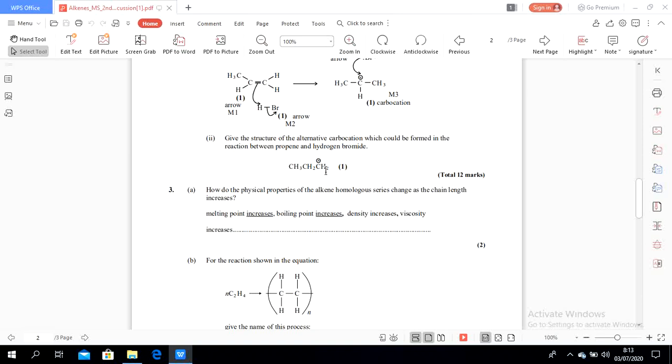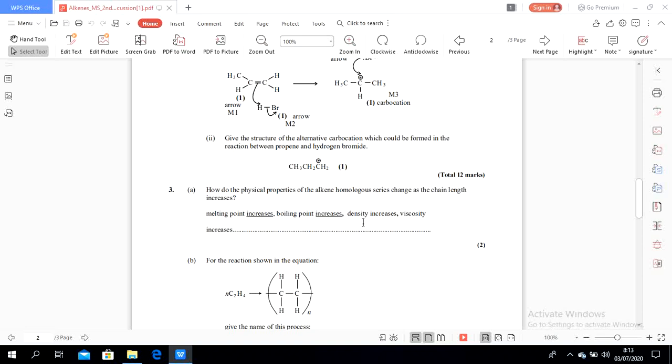Okay, next, number 3. How do physical properties of the alkene homologous series change as the chain length increases? As the number of carbon atoms increases, we know that each carbon atom has its own relative molecular mass. So if the number of CH2 or alkyl groups increases in the straight chain length, the molar mass also increases. We know that if the molar mass increases, therefore the melting point increases.